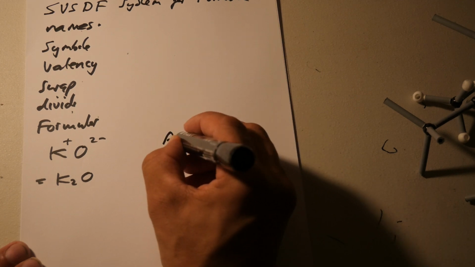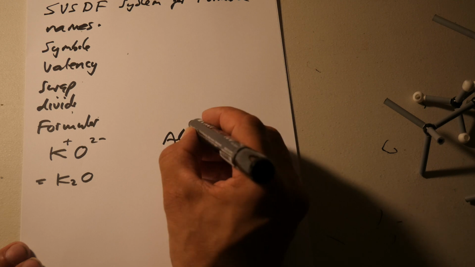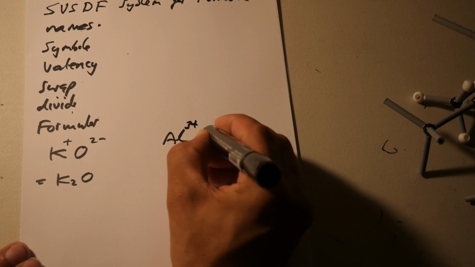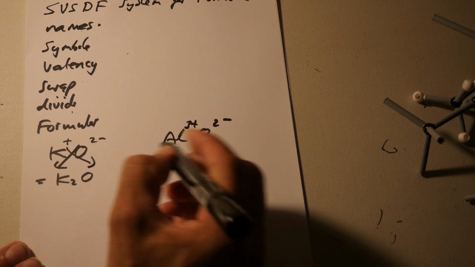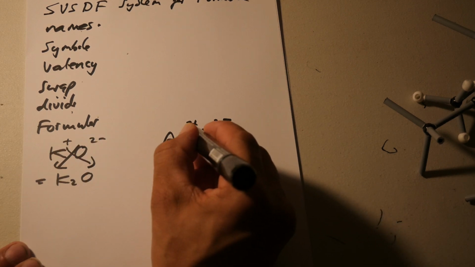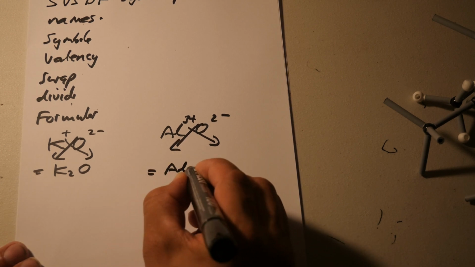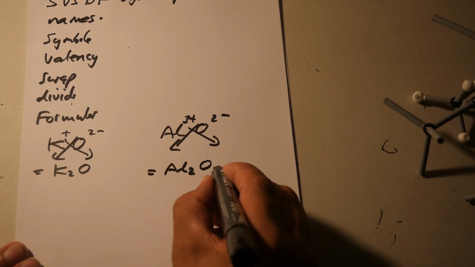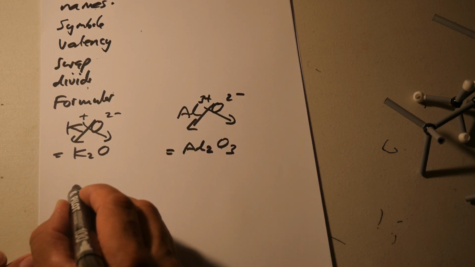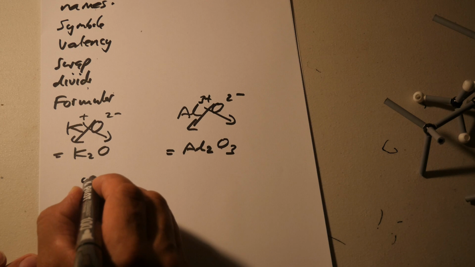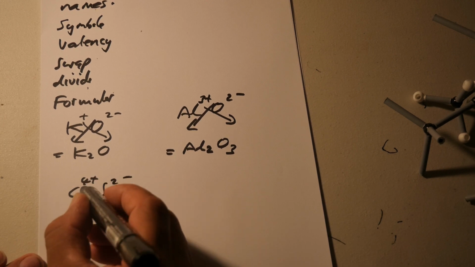Or if you have aluminium 3 plus and O 2 minus, so basically you do it like that, you cross and bring down, so that equals Al2O3, okay? Or you can have carbon 4 plus, sulfur 2 negative.